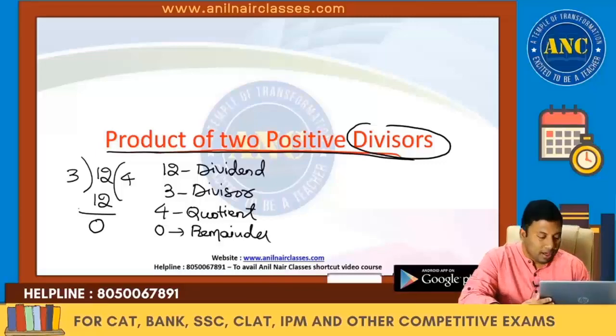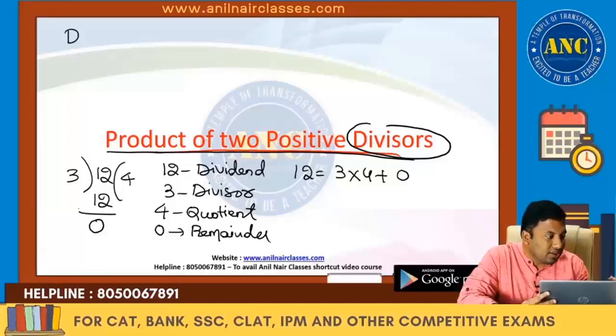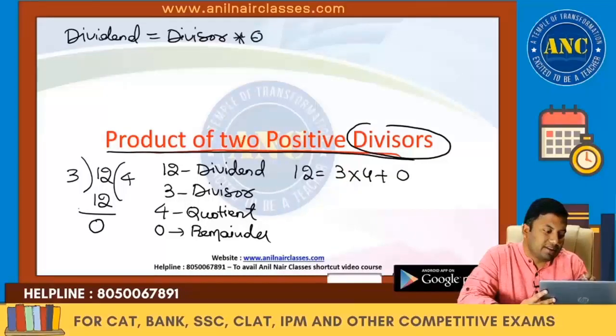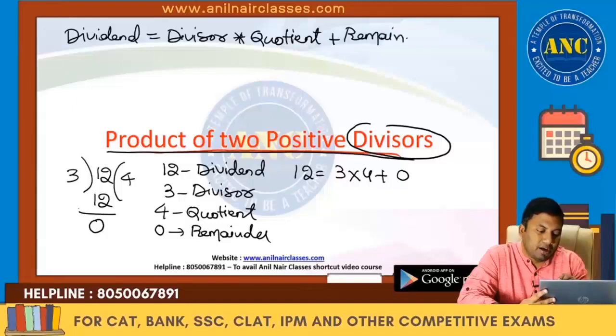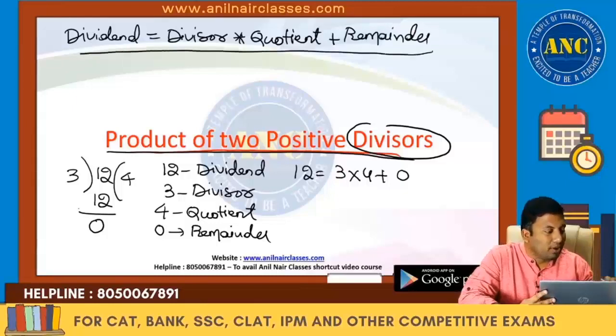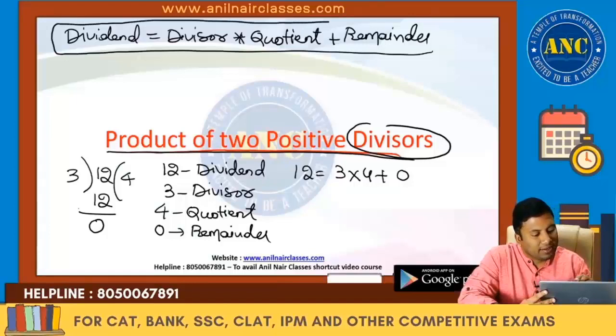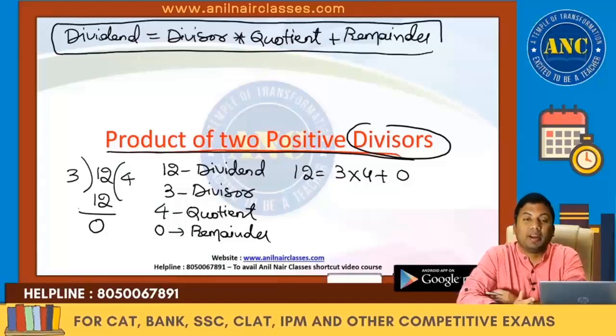Now if you observe, 12 can be written as 3 into 4 plus 0. That means one important key point: dividend is nothing but divisor into quotient plus remainder. Extremely important point when we are doing some basic problems. Dividend is nothing but divisor into quotient plus remainder.